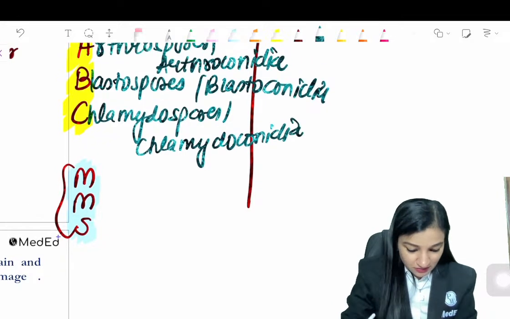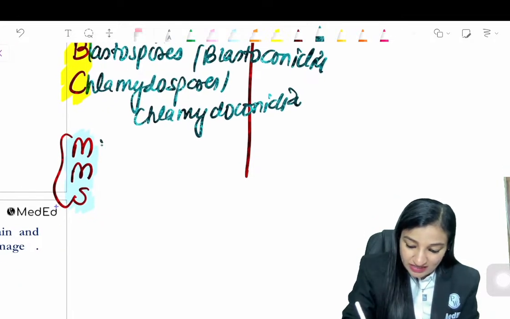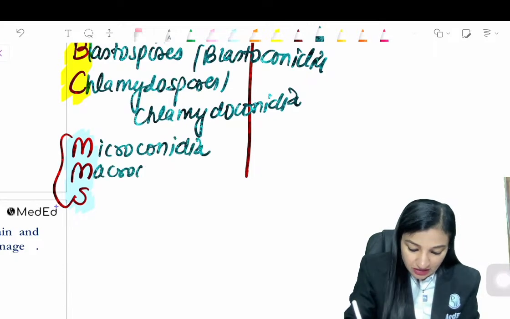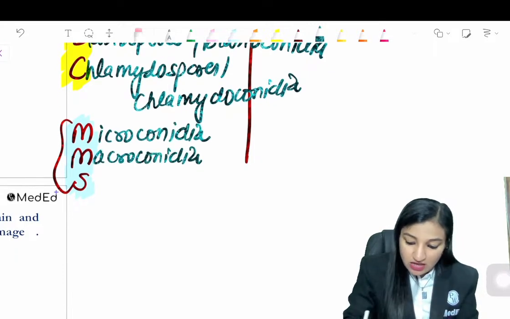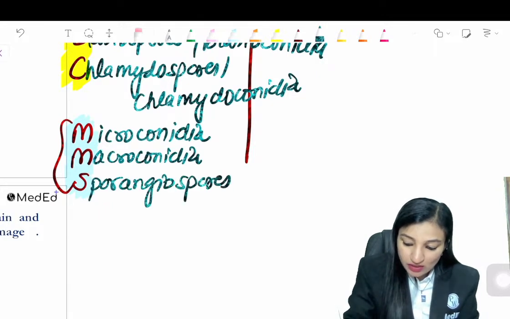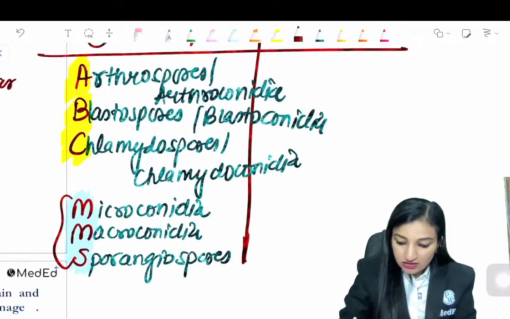Okay, so guys, microconidia, then macroconidia, and S for spores. Okay, so A, B, C, and MMS.